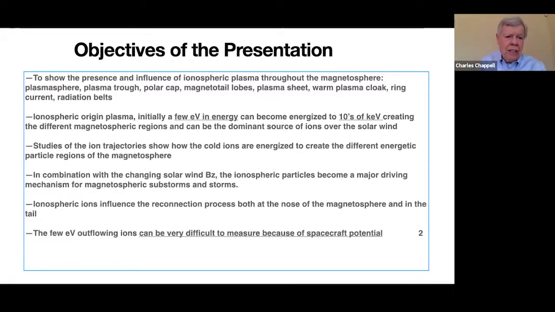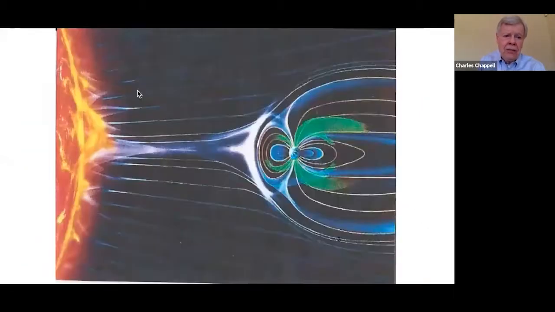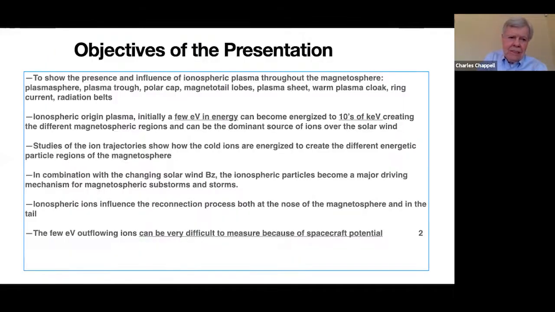So just objective-wise, we want to talk about the influence of the ionospheric plasma throughout the magnetosphere. That is in regions like the plasmasphere, plasma trough, polar cap, magnetotail lobes, plasma sheet, warm plasma cloak, ring current, radiation belts. All of the major areas, the ionosphere is playing a role.